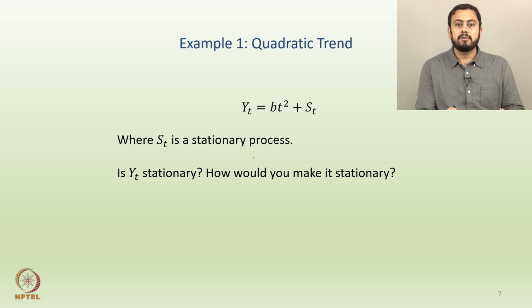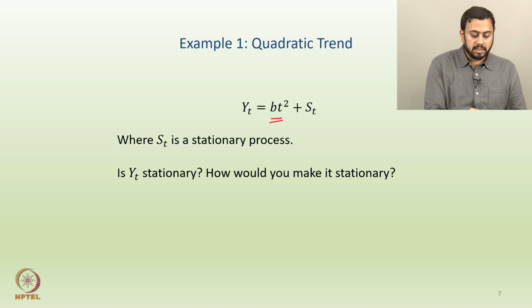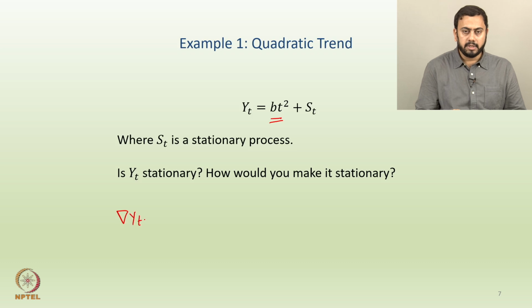So, again the same couple of questions could be asked: is yt stationary, and if not, how would you make it stationary? Now, again the clear answer is yt is not stationary, of course, because yt depends through this term on t square, which is a function of time. So, how would you make it stationary? We will see. If you apply nabla once, would that make it stationary? Probably not, because now the trend is much stronger.